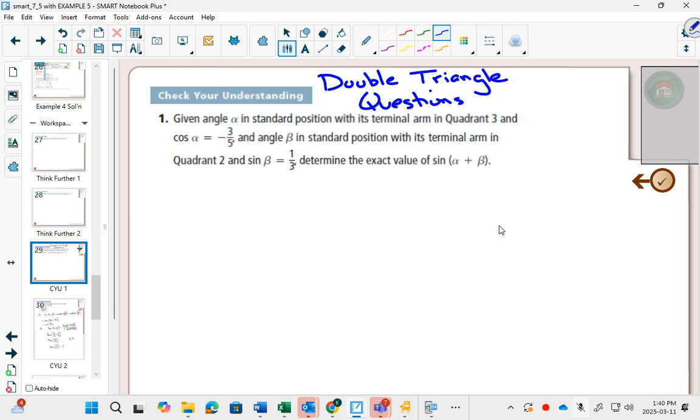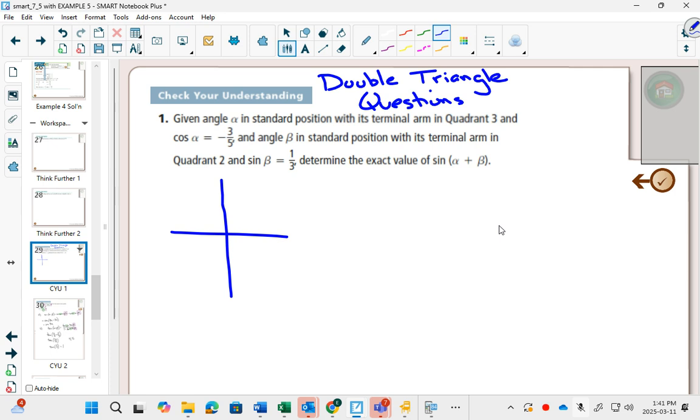So, why are they double triangle questions? Well, they'll have 2 angles, an alpha and a beta. And we're going to have to draw an alpha triangle and a beta triangle. And in double triangle questions, they will always give you a hint into what quadrant each angle is in. This is as easy as it gets.